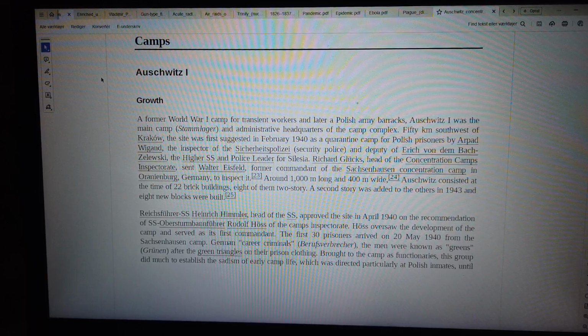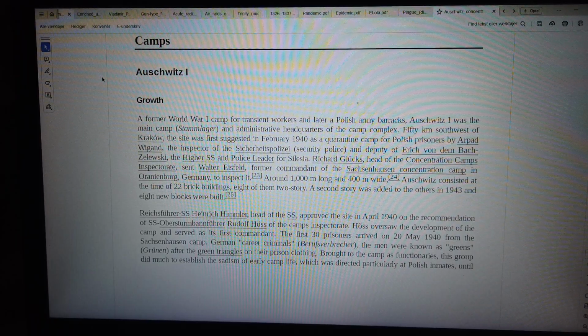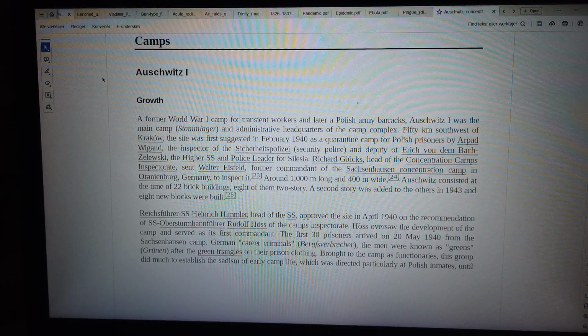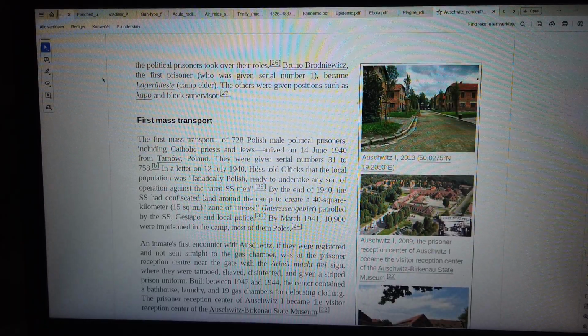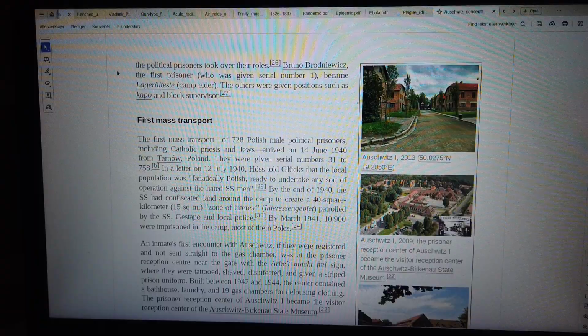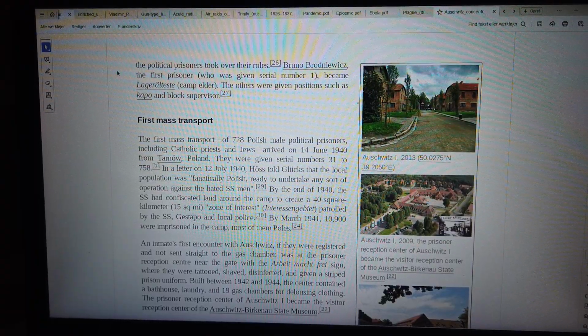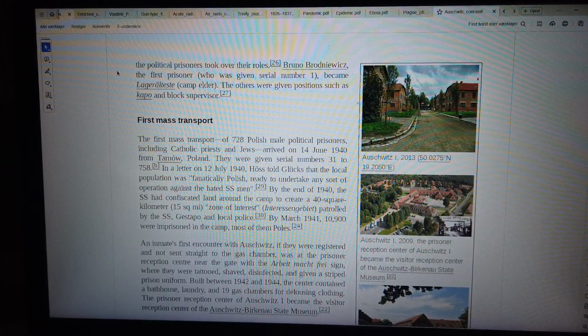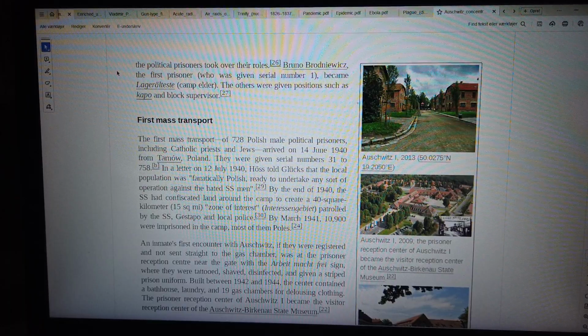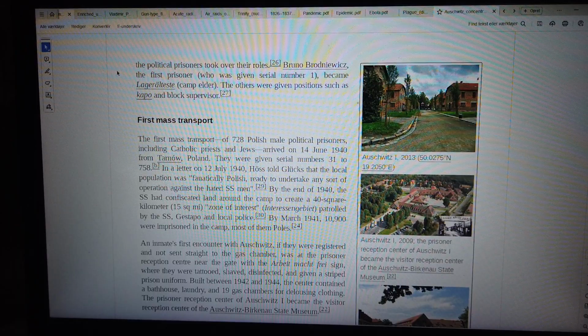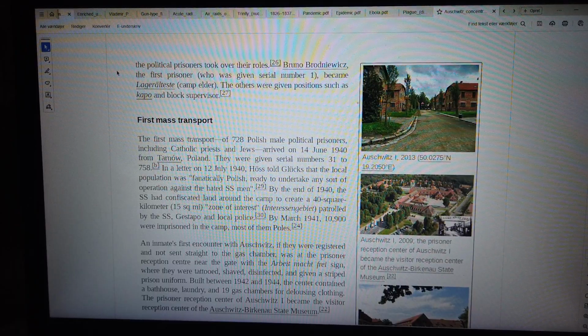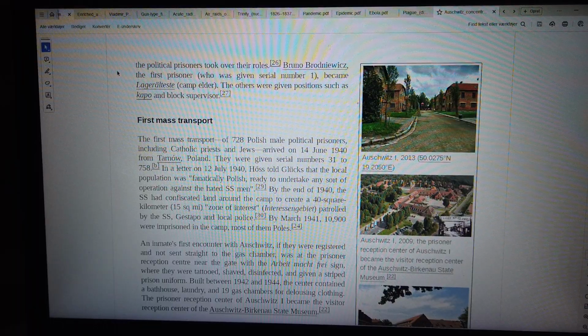This group did much to establish the sadism of early camp life, which was directed particularly at Polish inmates, until Auschwitz I, 2013, 50.0275 degrees N, 19.2050 degrees E. Auschwitz I, 2009. The Prisoner Reception Center of Auschwitz I became the Visitor Reception Center of the Auschwitz-Birkenau State Museum. Former Prisoner Reception Center.